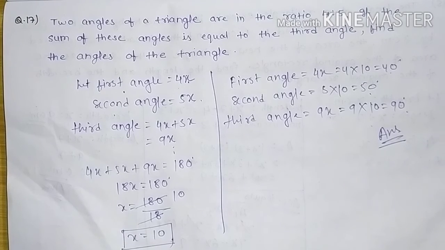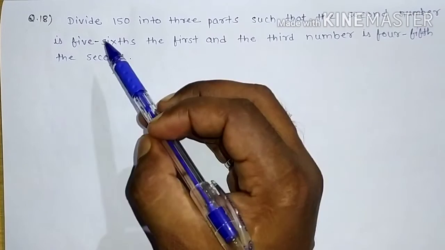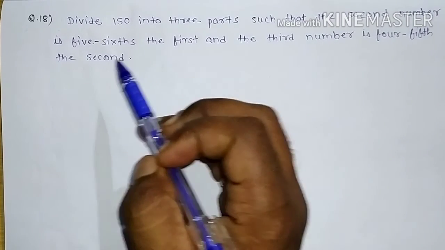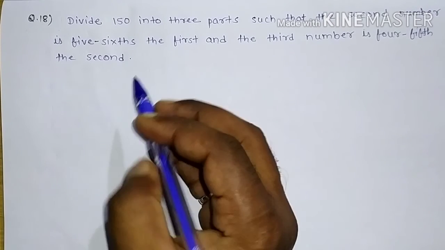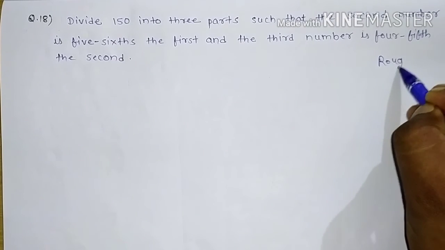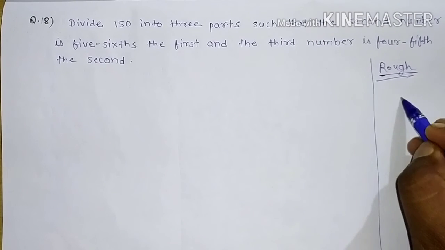Now the next question, that is question number 18. Divide 150 into 3 parts such that the second number is 5/6 of the first, and the third number is 4/5 of the second. So let's suppose this is 150 here. This is rough.